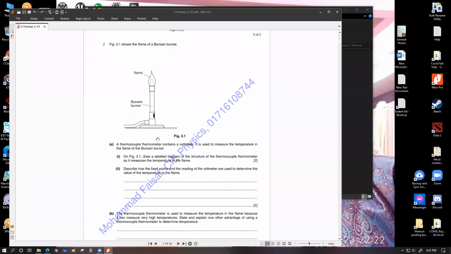Number 2 says a thermal thermometer or condenser voltmeter is used to measure the temperature in a flame in the Bunsen burner. Figure 3.1, draw a labelled diagram for the structure of the thermal thermometer. We also discussed number 2 in the last class as well. I asked you to draw the diagram as best as you can, and then I discussed how this is actually used, how the thermal thermometer is actually fed data, and calculations are done yesterday. So we actually discussed these two questions. If you didn't do them, because it happened yesterday at 9:30, I'll upload the video. You should look it up from there.